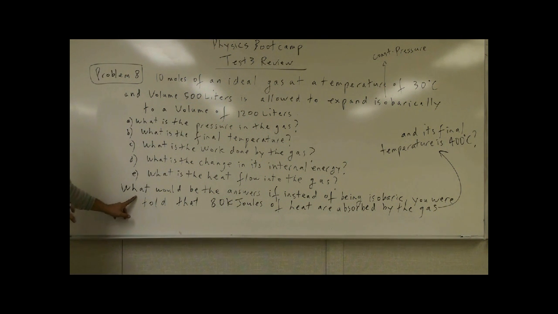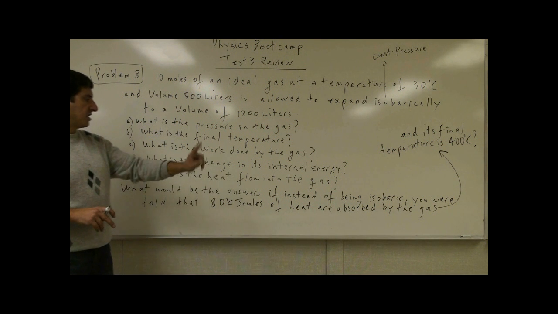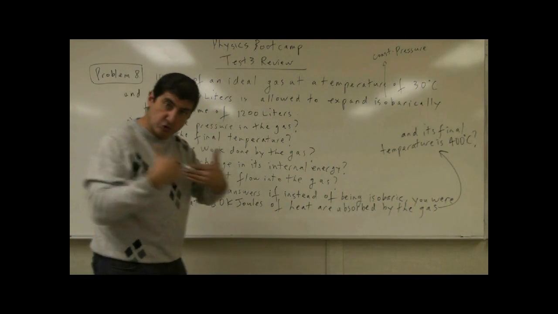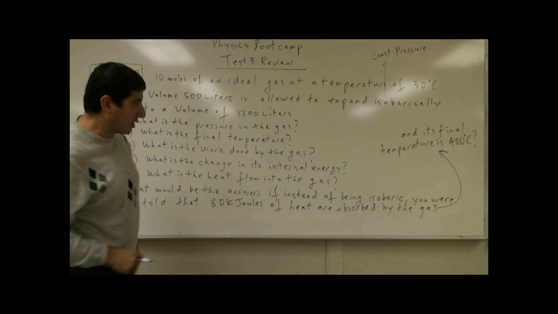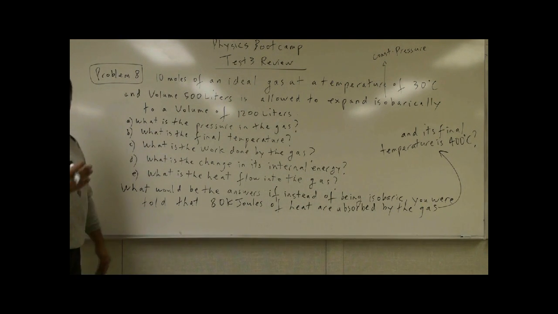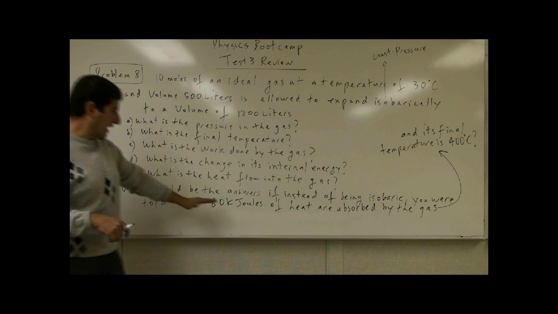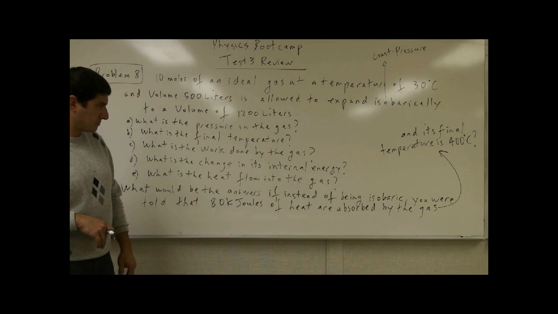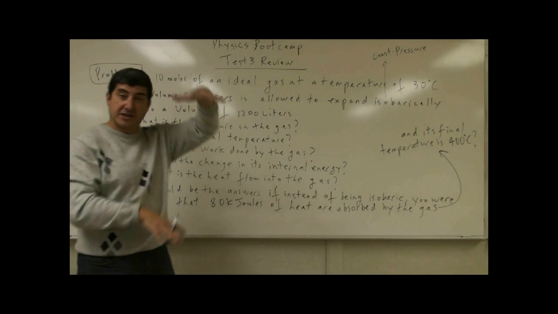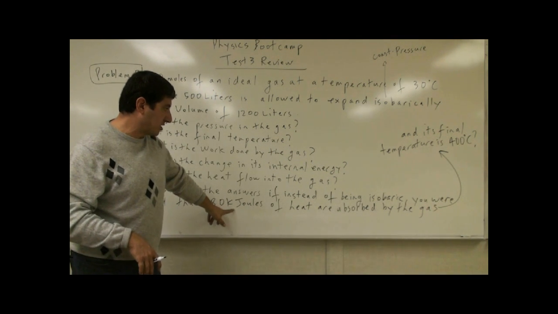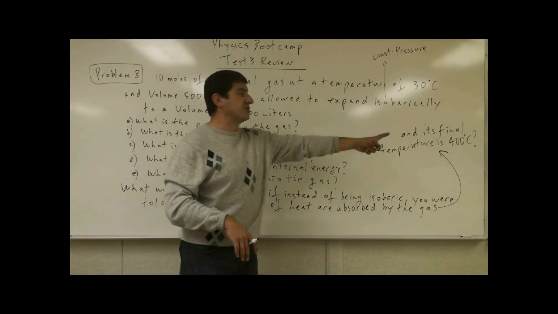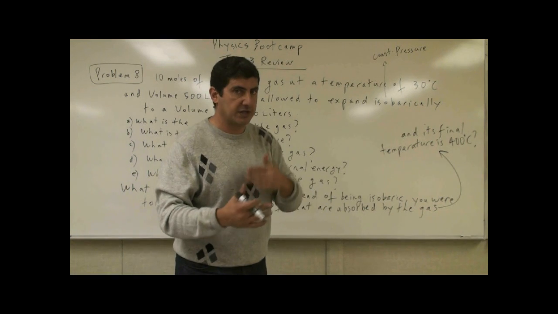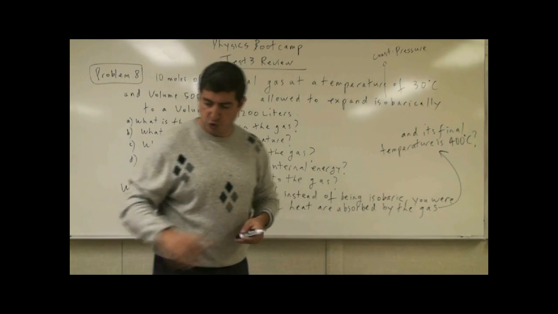And then the question says, what would be the answers if instead of being isobaric, the same process took place, but you were given this information: 80 kilojoules of heat are absorbed by the gas while it's expanding, and its final temperature was already given to you as 400 Celsius. So let's see what would be the differences of those two.